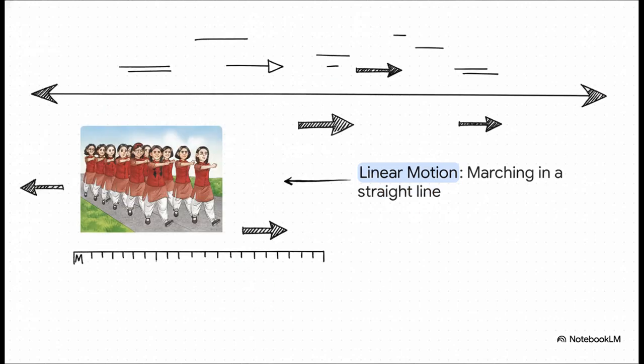Another awesome everyday example of linear motion? Think of students marching together in a parade, or maybe during your school assembly. As long as they are moving straight ahead down the path, without taking any turns or curves, they are perfectly demonstrating linear motion. It's direct, it's straight to the point, and it's super easy to measure.